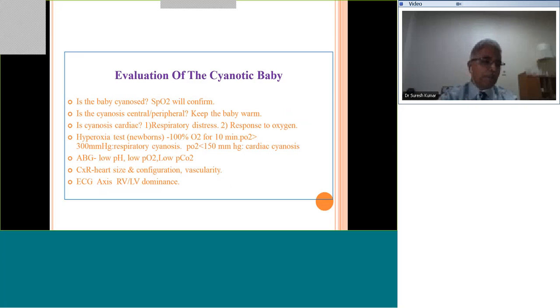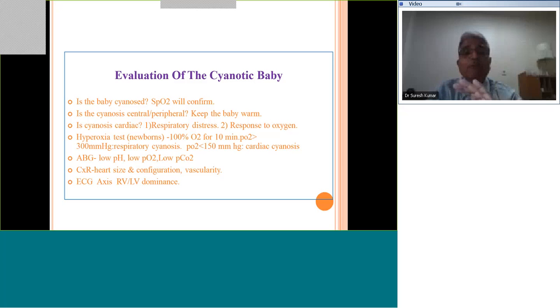When you see a cyanotic baby, you should have a certain way to look at that baby, to evaluate that baby. The first question, is the baby actually cyanosed? Check the SpO2. Not only look at the tongue or the lips, but in the current era, check the SpO2. And check it in both upper limbs and lower limbs, because there could be a differential cyanosis. If you find that you have a good pulse trace and the value is less than 94%, it is abnormal.